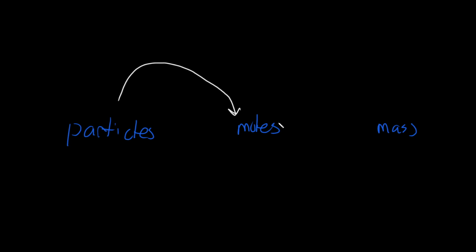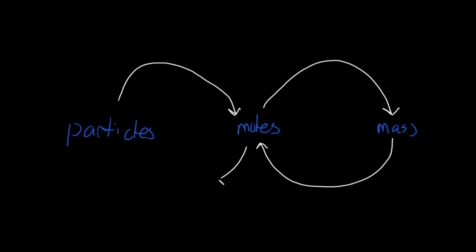Let's sum up what we have learned this video. So if we make a diagram where we have particles here, moles here, and mass here. How do we go from particles to moles, and moles to mass? And how do we go from mass to moles, and from moles to particles? We learned that if you want to go from particles to moles, you have to divide by Avogadro's number.